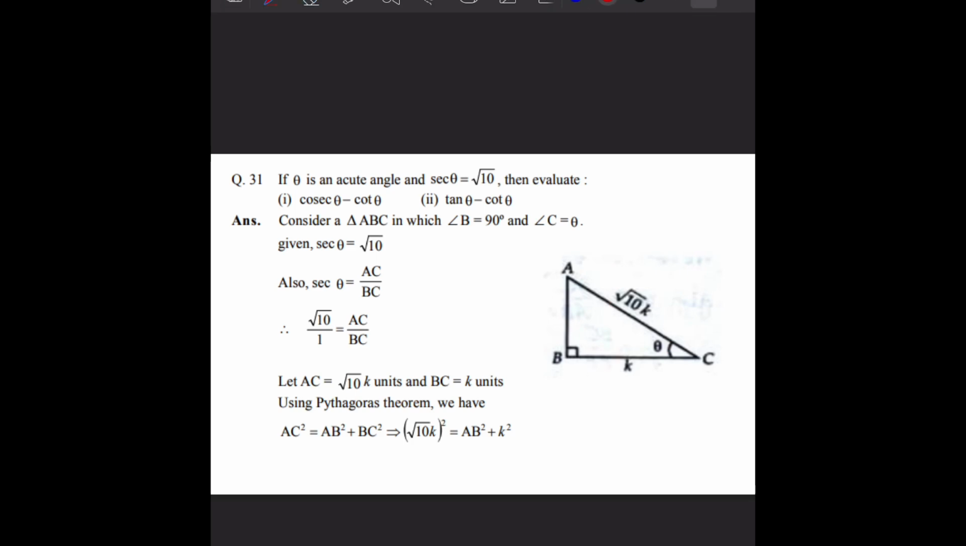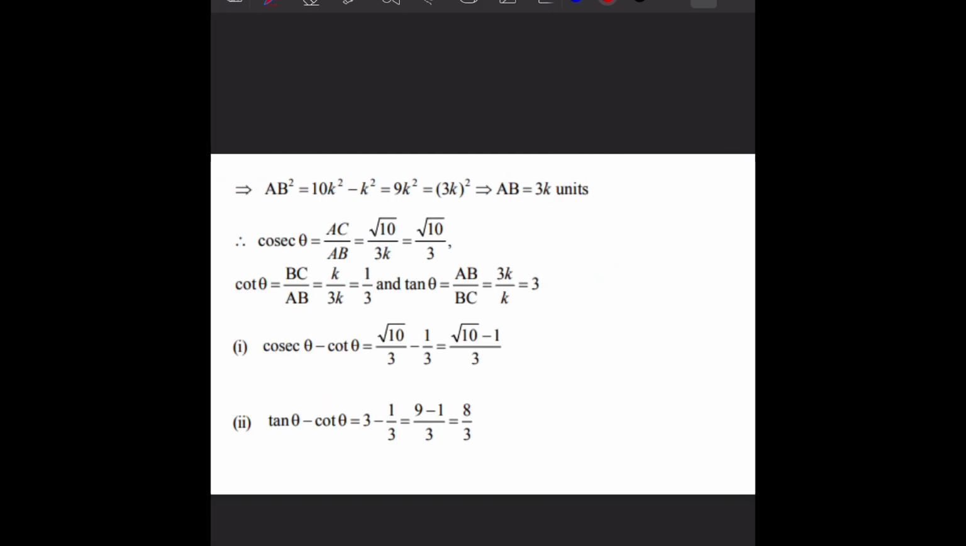What is the sec theta की value? Root 10 upon 1. So adjacent will be 1k and hypotenuse will be root 10k. By using Pythagoras theorem, we need to find out the value of AB. We know the value of AC, that is root 10k. What is Pythagoras theorem? Hypotenuse square equals side square plus side square. So by calculating this, you'll get the value of AB, and that value of AB will be 3k.